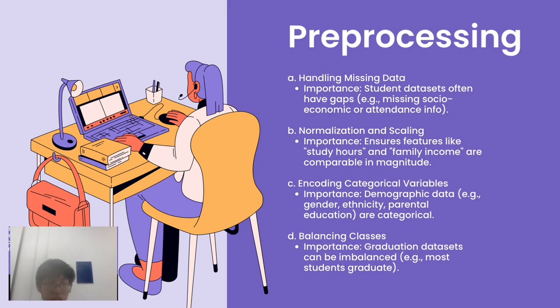If every student can graduate, then the data mining model is useless. So it's important to have the machine also learn which students don't graduate. So that's the importance of pre-processing. I'll move on to feature selection.